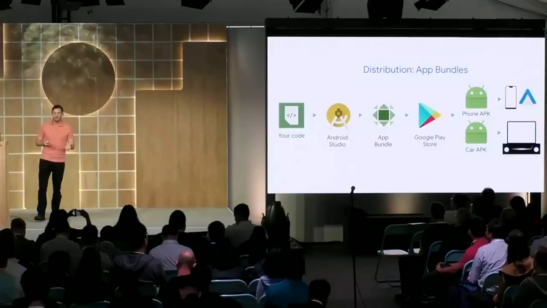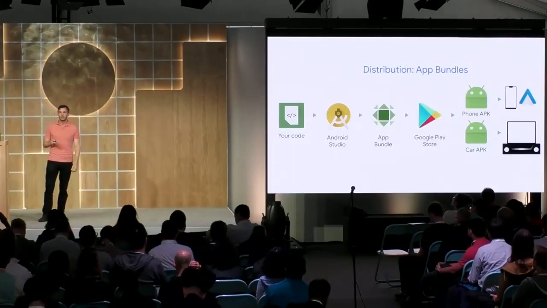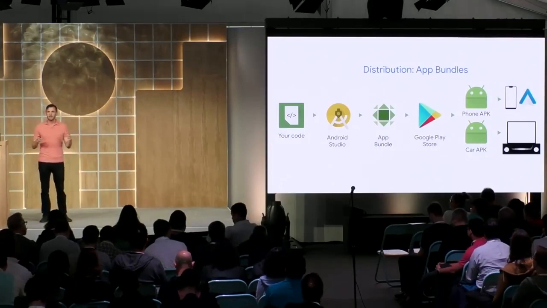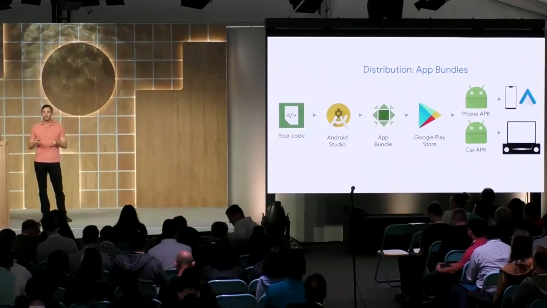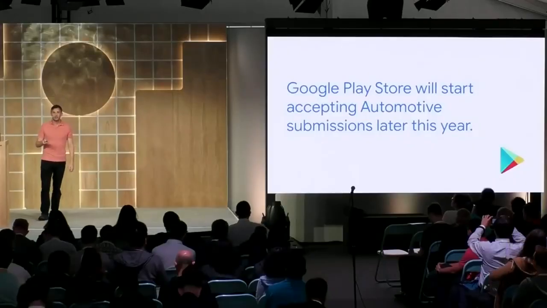Now, with our code ready, we are ready to publish our application. And for that, what we're going to be using is app bundles. App bundles is a format that allows you to package all your assets, both for the phone and for the car, in a single package that you can upload to Google Play Store. Then Google Play Store is going to take care to distribute the corresponding package to each device. This is going to streamline the way you manage your uploads. Google Play Store is going to start receiving submissions later this year.